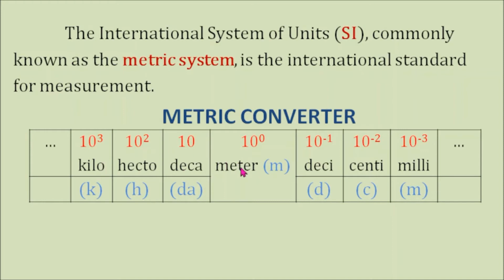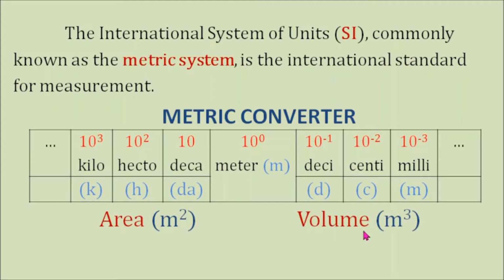How about from meter to centimeter? Meter is here, centimeter is here. So that's 1, 2 places. So that's 10, 100. So 1 meter is 100 centimeters. If we are going to square these metric units of length, we will get metric units of area, for example, m squared. And if we are going to raise these metric units of length to the third power, we will have metric units of volume.